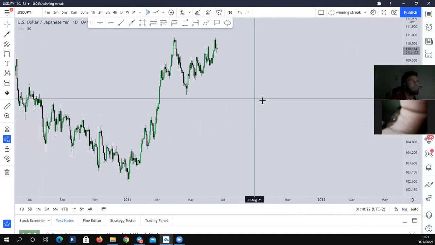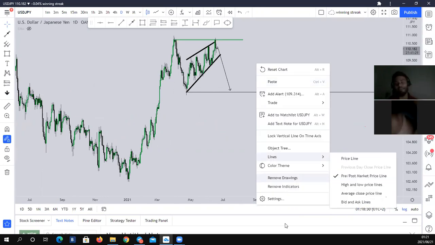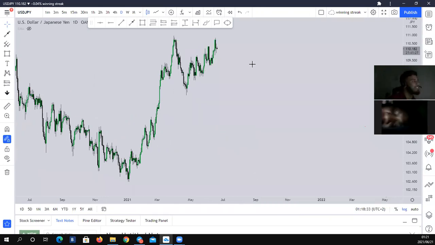Yo, yo, yo. I'm excited for this one. This is my favorite pattern, guys. Wow, I'm really happy for this one.